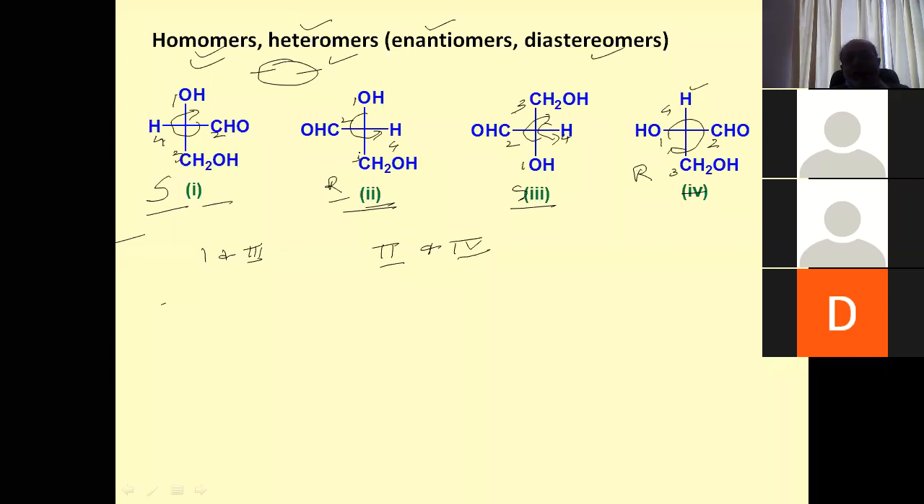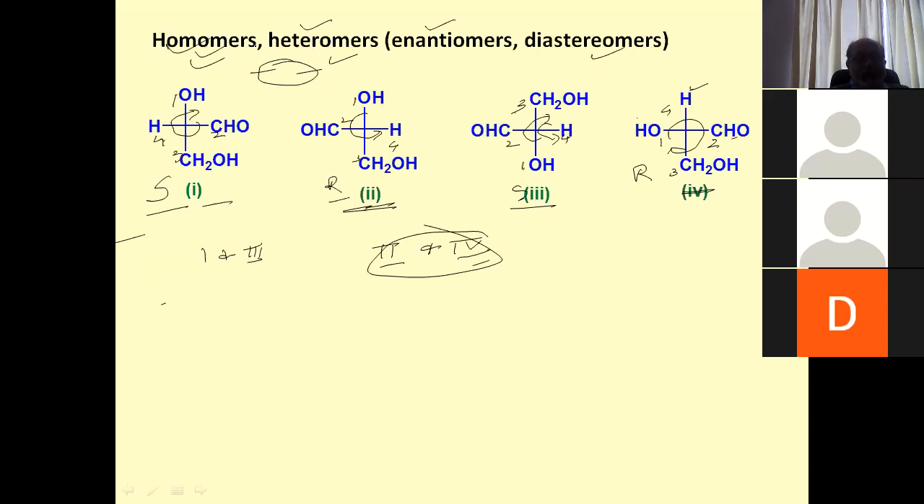Now you see the very interesting thing. We are writing the OH group here, and the H is here, but it is the configuration that is going to tell you what exactly it is. 2 is R, 4 is also R, so they must be the same. When they are the same, we call them homomers. If they are different, they can be enantiomers or diastereomers.